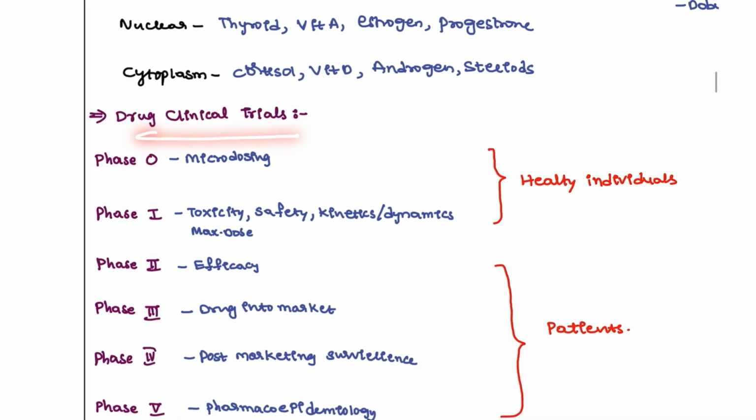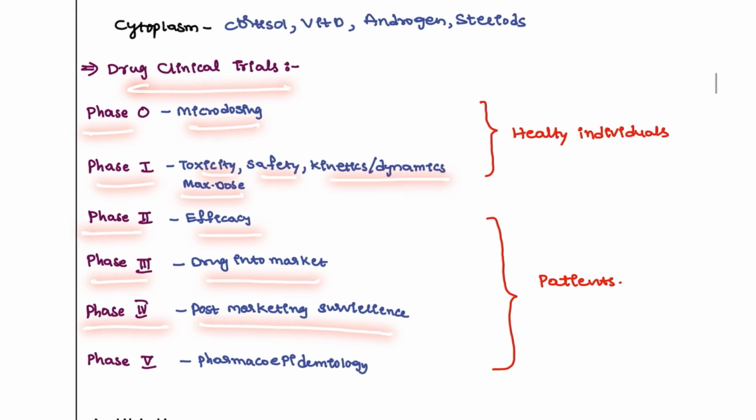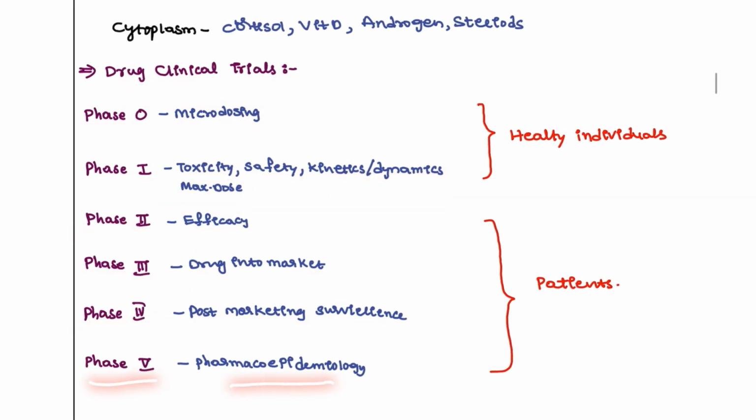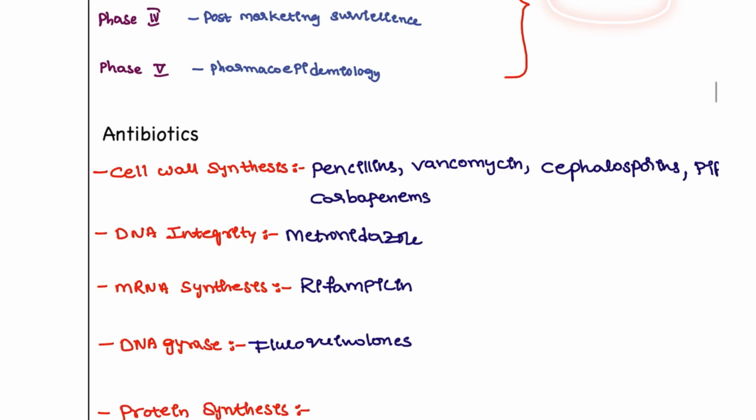Next, clinical trials, very important. Phase 0 is microdosing, phase 1 toxicity, safety, kinetics and the dynamics, maximum dose we are going to check. Phase 2 for the efficacy, and phase 3 is for the drug into the market. Phase 4 is for the post-marketing surveillance, and phase 5 is for the pharmacoepidemiology. The first two phases, phase 0 and phase 1, are in healthy individuals, and all the remaining phases will be on the patients only.